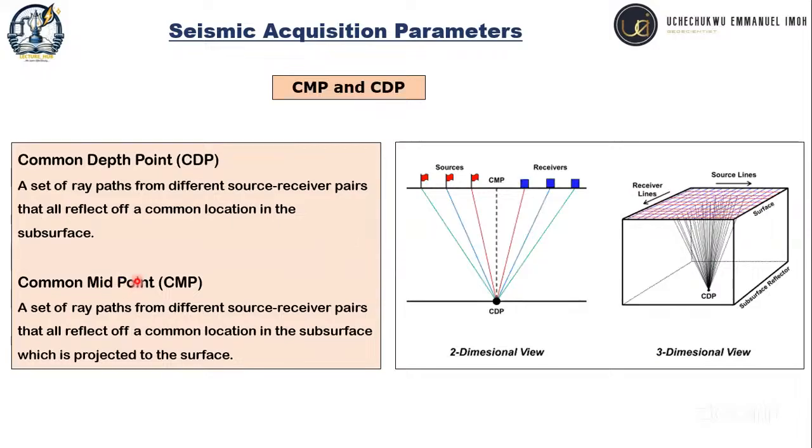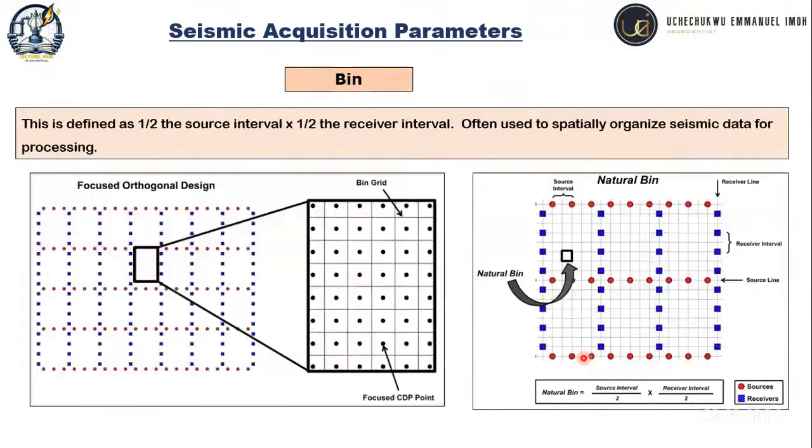Then I explained the common midpoint and common depth point. They are basically the same things. Common midpoint referencing the center between the receiver and the shot on the surface, and also that same midpoint in the subsurface becomes your common depth point. Okay, so this cartoon shows them in 2 dimensions and then also in 3 dimensions. Then I try to explain to you what a natural bin is.